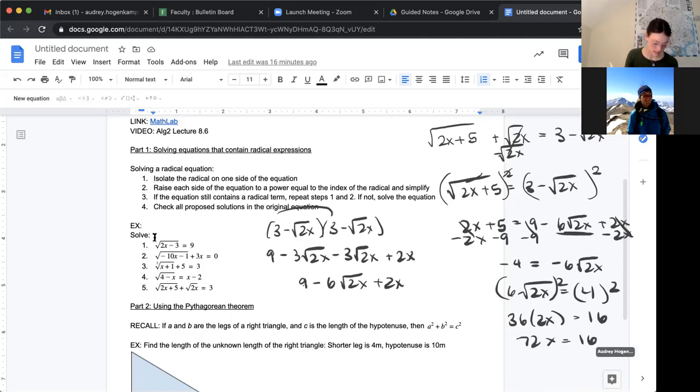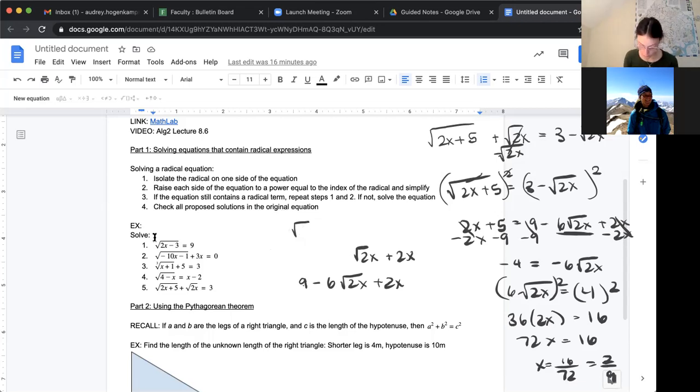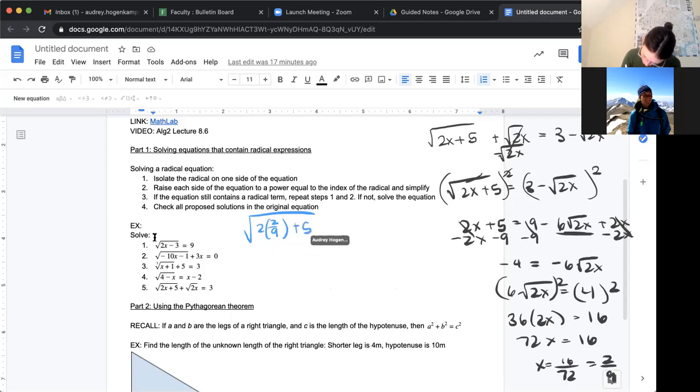I can divide by 72. So x is equal to 16 over 72, which simplifies to 2/9. So I have 2/9, which I now need to go ahead and check in my original equation. This could get a little bit gross, but we're going to do it. So 2/9. The square root of 2 times 2/9 plus 5 plus the square root of 2 times 2/9 is equal to 3. That was from my original equation.